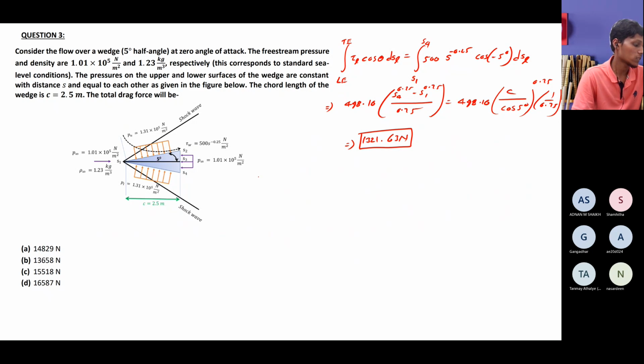So let's sum up all these values. You will get D dash equals 6437.67. This comes 2 times because of the upper and lower surfaces, and in the same way 1321.63, this will also be 2 times. So the total drag is 15518.60 newton. So your answer is answer C.